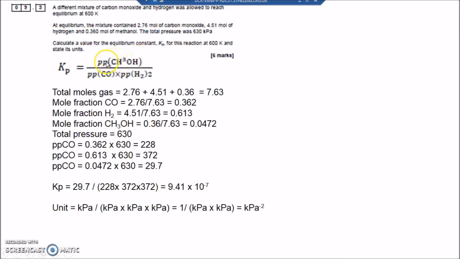What are the units? Well, I've got a unit of pressure, kilopascals on the top, I've got kilopascals on the bottom, and I've got 2 more kilopascals on the bottom. So I've got 1 kilopascal on the top, 3 kilopascals on the bottom, so I've got 2 kilopascals on the bottom. So when I cancel 1 kilopascal on the top and 1 kilopascal on the bottom, I end up with 2 kilopascals on the bottom. So it's 1 divided by kilopascal, kilopascal, or kilopascal to the minus 2.